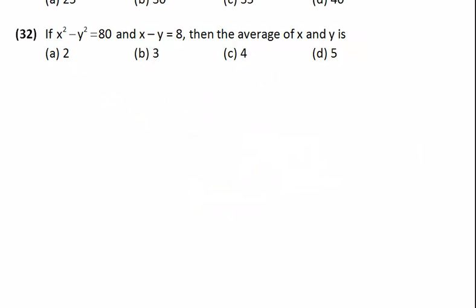Now x square minus y square is equal to 80 and x minus y is equal to 8. Find the average of x and y. See, even here no paperwork is required. X square minus y square is what? X minus y into x plus y, right? So x minus y into x plus y is 80. X minus y is 8, that means x plus y must be 10.